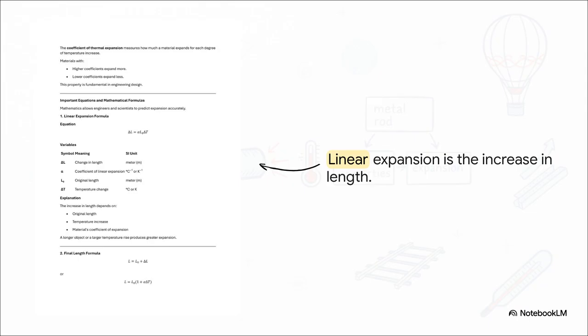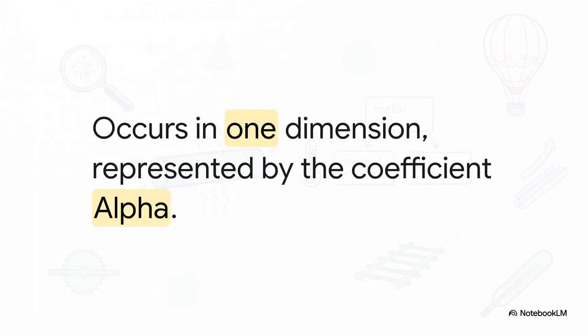So, long story short, a longer starting object or a bigger spike in temperature is going to give you a much greater expansion. The big takeaway here is that linear expansion is happening in just one dimension, just length, which, again, we represent mathematically with that coefficient alpha.